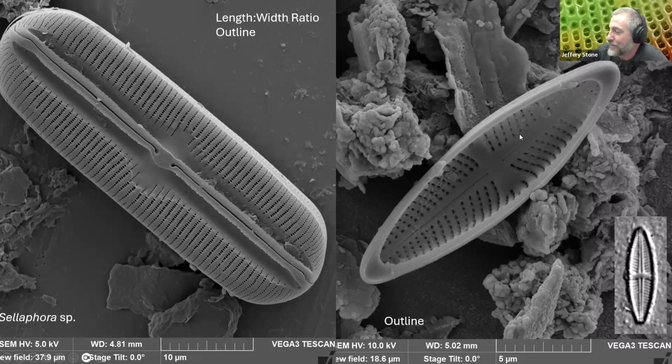Here's an example of a little tiny Stauroneis that I couldn't find a model that was a perfect fit for in terms of its outline, but it has all the standard characters of a Stauroneis. It has a stauros, it has pseudosepta on the outside of the valve, and it's got uniseriate striae. So all the things that we might expect to see.